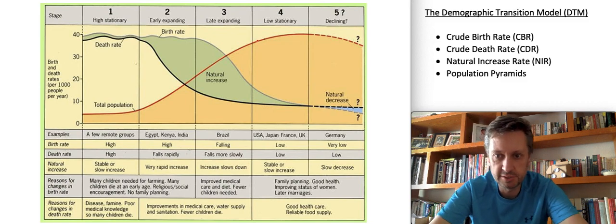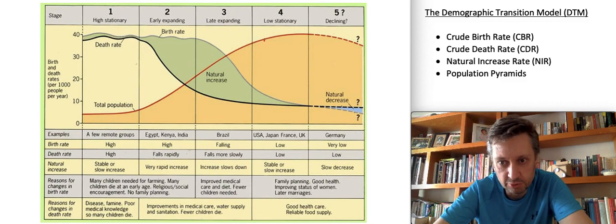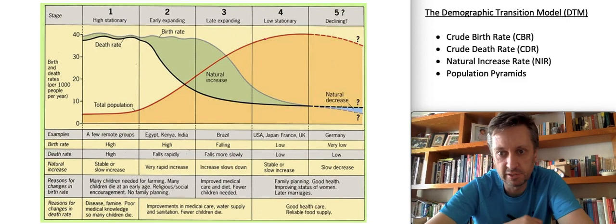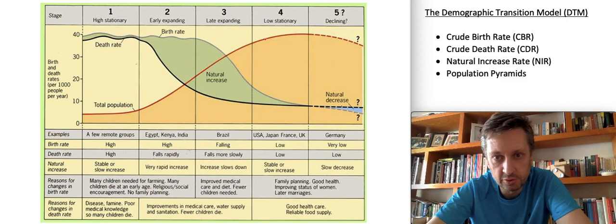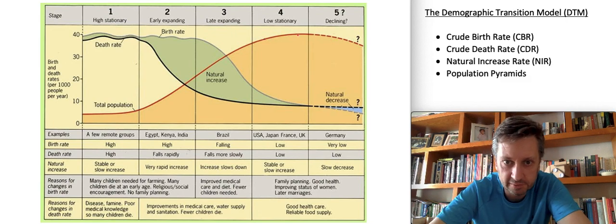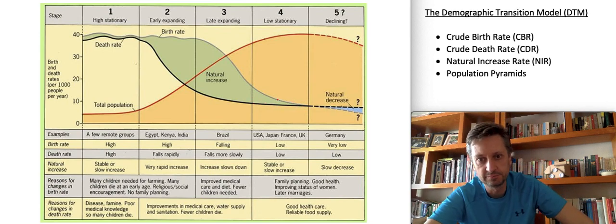Stage 4 is a highly industrialized country where possibly the majority of the population live in urban areas, with good access to healthcare, sex education, family planning. And we can see here the birth rate has fallen, very low, and it's pretty much balancing out the death rate.